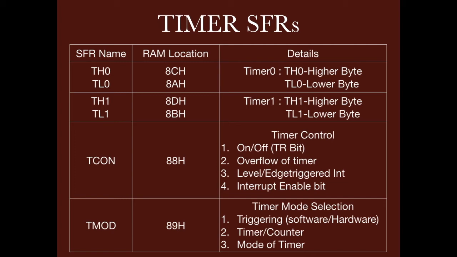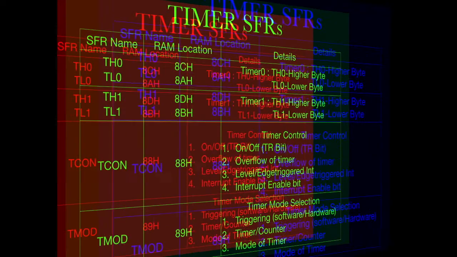TMOD is used for selection of the mode of the timer. That is, the timer can be operated in different modes, and the modes are selected with TMOD. Plus, it selects whether the timer will be used as a timer or a counter. It also decides whether switching on and off will be done by software only, or by both software and hardware. That is, triggering is also decided with the help of this TMOD register.